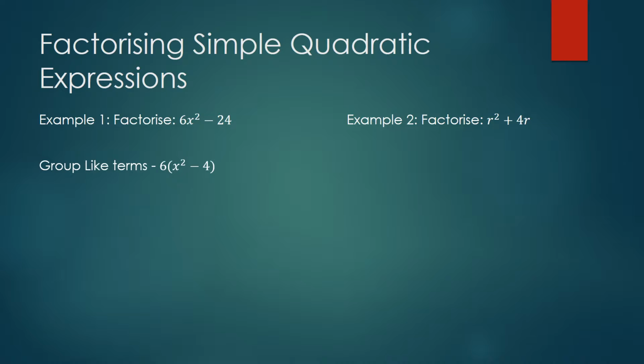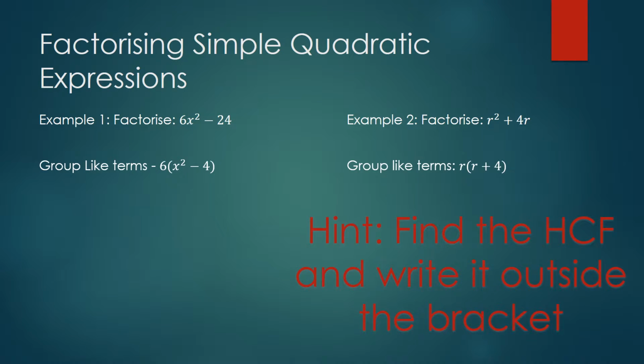Moving on to example 2, which is a similar problem and gets us to look at the expression r squared plus 4r. If we see which terms are common between r squared and 4r, we see that both contain an r. We will then place the r outside of a bracket which contains r plus 4. And a bit of a hint, always when looking at these expressions, find the highest common factor and write it outside the bracket like we just did in these two examples.